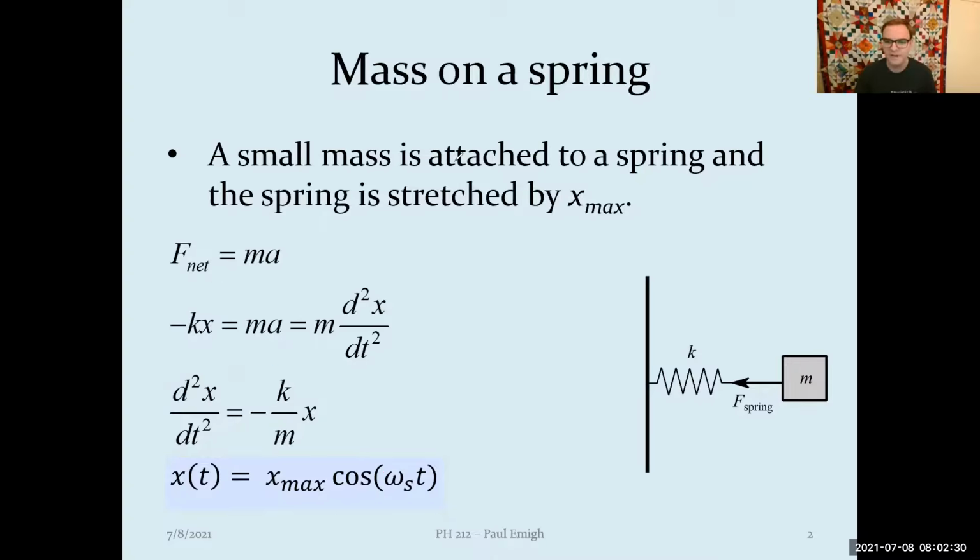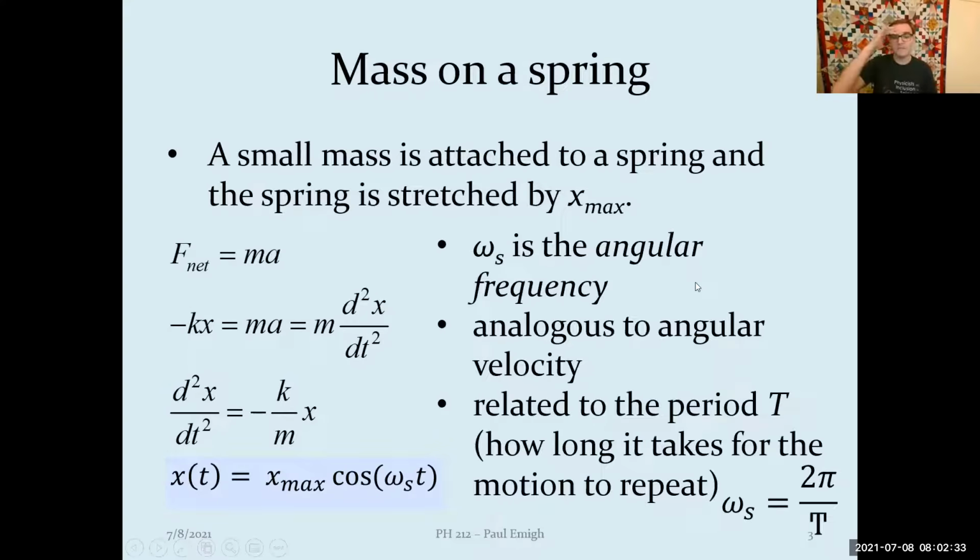I talked a little bit about these already, but I'll put them up on the screen. So omega sub s is called the angular frequency. It is highly analogous to the angular velocity that we used in circular motion. That's the reason that we have chosen the same letter, the lowercase omega, to represent it. It is related directly to the period, capital T, which is how long it takes for the motion of the block to repeat. So if the block starts way over here and it goes this way and comes back to where it started, that amount of time is the period. Again, analogous to the amount of time it takes to go around a whole circle, and is related to the angular frequency by 2 pi divided by T.